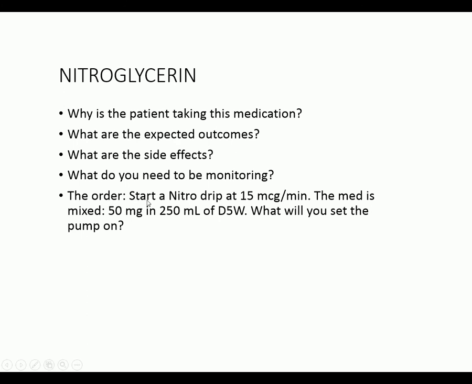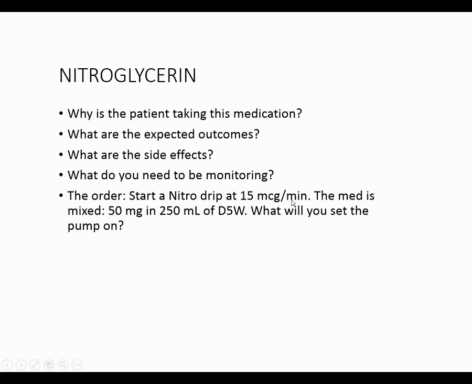The order reads, start a nitro drip at 15 micrograms per minute. The med is mixed 50 mg in 250 milliliters of D5W. What are you going to set your pump on? Okay, so stop and set up your problem and work it out. Okay, what did you get? You've got 15 micrograms per minute. What does your pump run on? Milliliters per hour. So we've got to do something here.